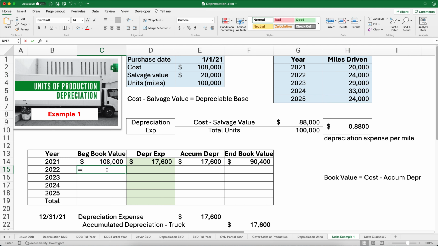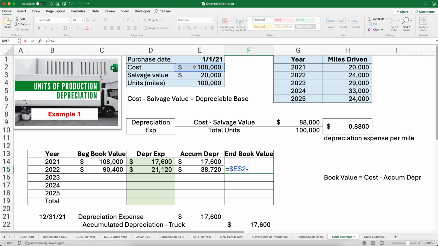Okay, so let's do the second year. The second year, our beginning book value is the ending of 2021, so that's $90,400. We're going to take the 24,000 miles times the 88 cents. The 88 cents, make it absolute, because I want to copy that down here in just a minute. And then the accumulated depreciation is going to be the previous year's depreciation plus the current year depreciation. So now we have depreciated $38,720. And so we're going to take the $108,000, I'm going to make it absolute, minus the $38,000. So what is our ending book value at the end of year 2? Well, it's $69,280. We're going to continue this all the way down.